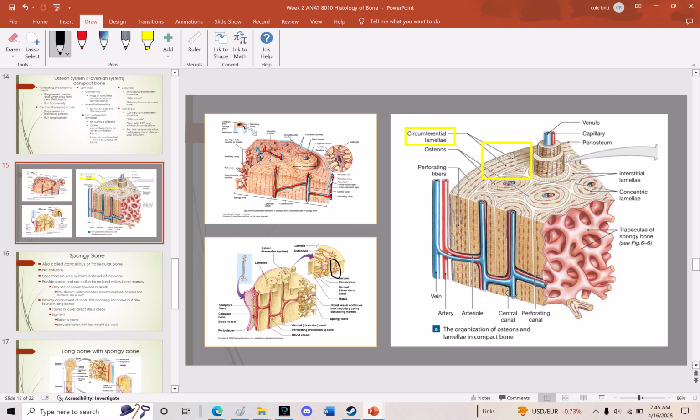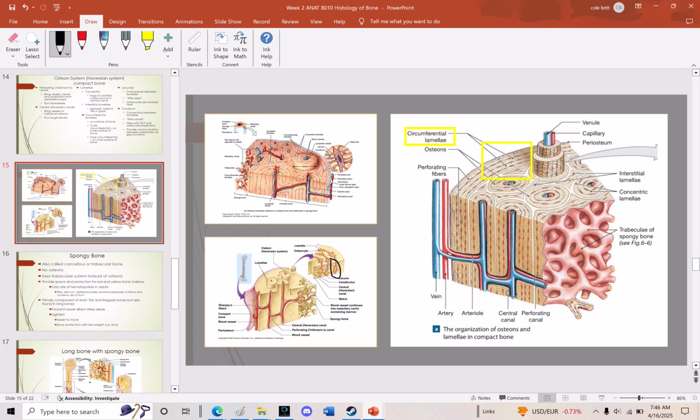Now, spongy bone, we said earlier, it's a little bit like SpongeBob. It's nice, it's open space in between the tissue that's inside of those. There's no osteon system. Instead, it's the trabecular system that we see in there. But again, it's made up of the same stuff. We're going to see that in just a second. So again, there's some advantages to spongy bone. It provides a little bit of space and protection for what we have as our red and our yellow marrow.